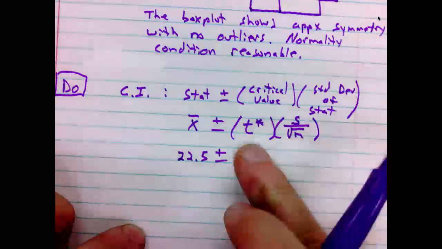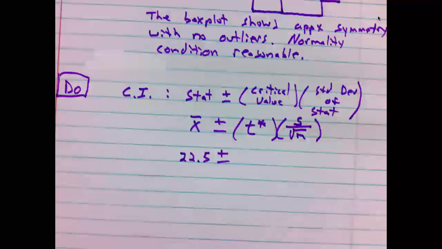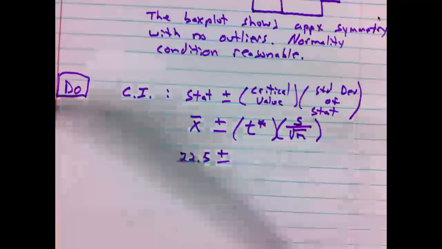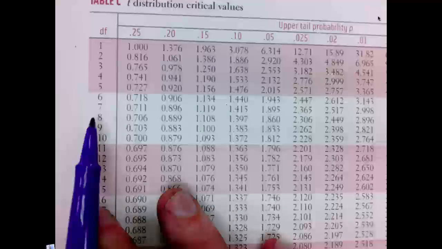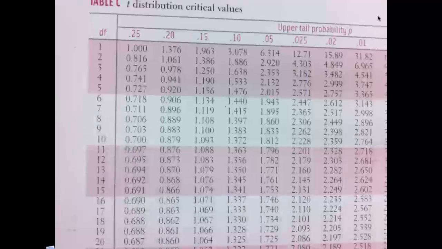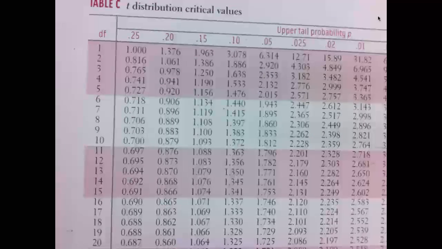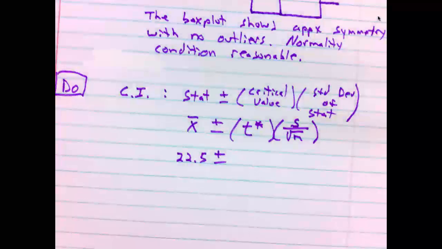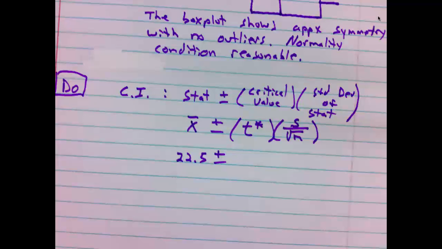Plus or minus. We need the t star, so now we're going to go to the table from the back of the book, and we have a sample of size 8. Here's our t table. Since we have a sample of size 8, we will use 7 degrees of freedom, and we will go until we hit 95%. 7 degrees of freedom, that is 2.365. Notice that number is larger than our 1.96 from before because the t distribution is more variable.